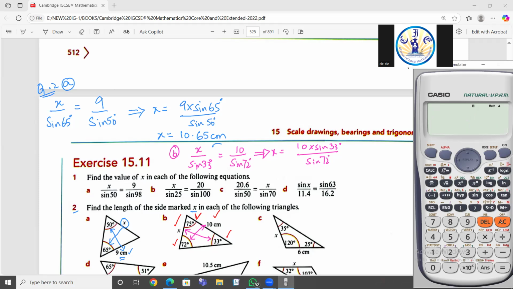Okay, now calculating the values. This is 10 times sine 33 divided by sine 72. So the answer is 5.726.